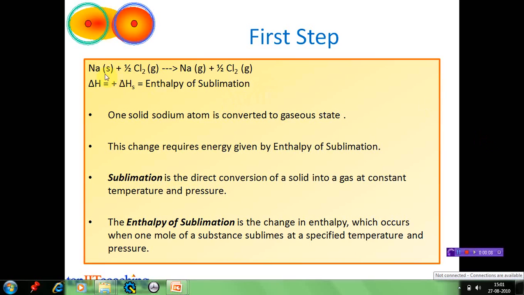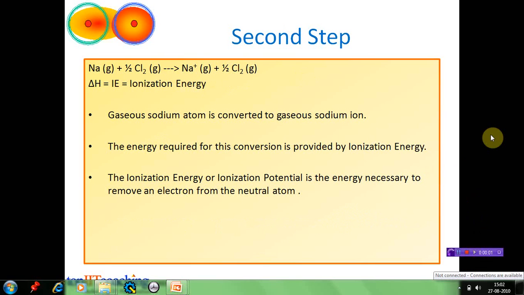So if we follow all the intermediate steps one by one, then in the first step, the sodium atom is converted to gaseous state. This change requires energy, which is provided by the enthalpy of sublimation. Note that sublimation is defined as the direct conversion of a solid into a gas at constant temperature and pressure. And the enthalpy of sublimation is the change in enthalpy, which occurs when 1 mole of a substance sublimes at a specified temperature and pressure.